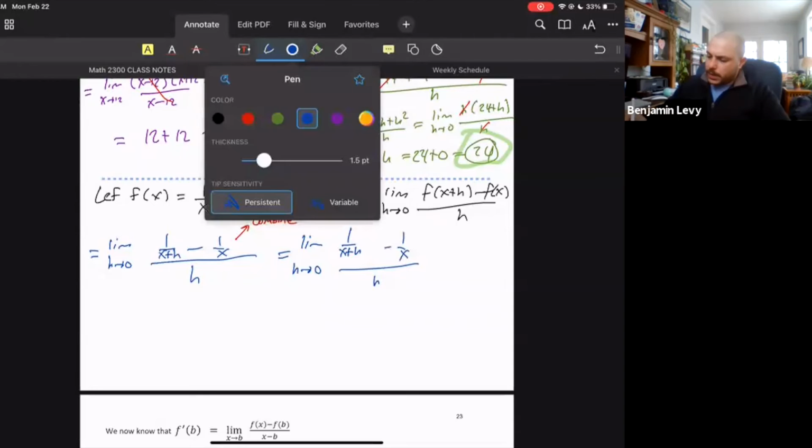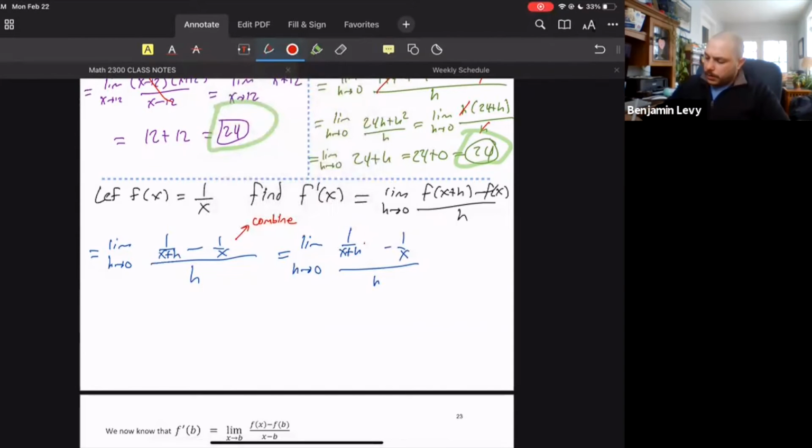Do it in red. So if we want a common denominator, we do this one times x over x, and we do this one times x plus h over x plus h. Let me be very clear about something, though, because I'm sure someone is trying to think about this. And actually, I meant to let you try that yourself, and I totally forgot.